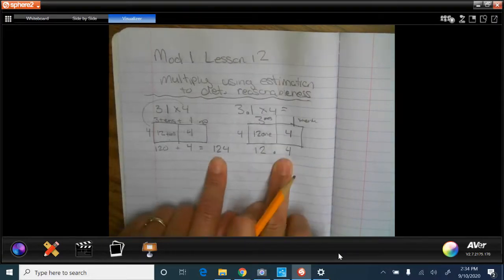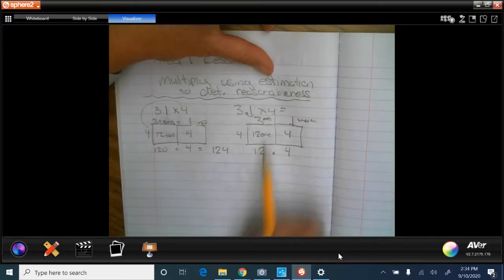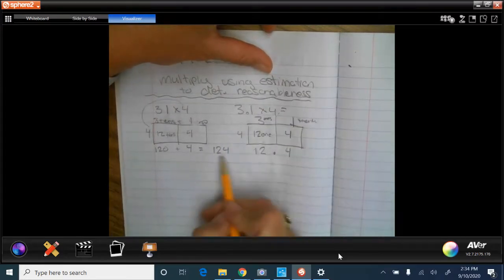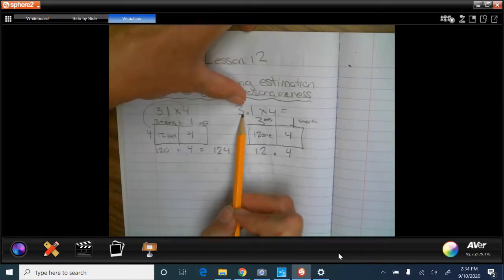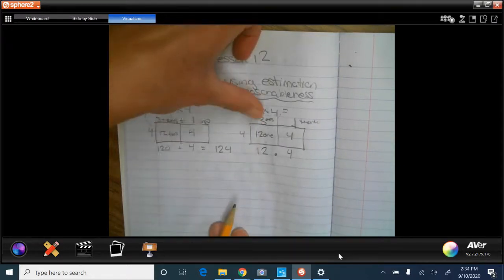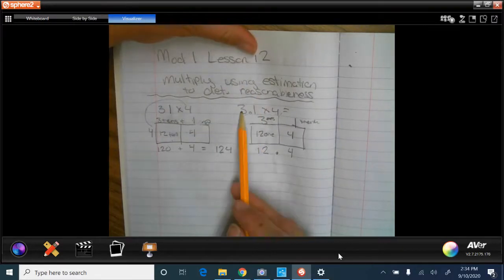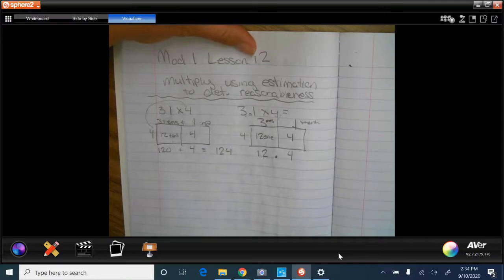I still have 124. But I need to know that, look at, my decimal point was 1 place over, right? So I'm not going to get an answer that's smaller than the ones place. I need to get an answer that's actually probably going to be ones or larger. So I'm thinking 3 times 4 would put me much closer to 12 than it would to anything in the ones place, right?